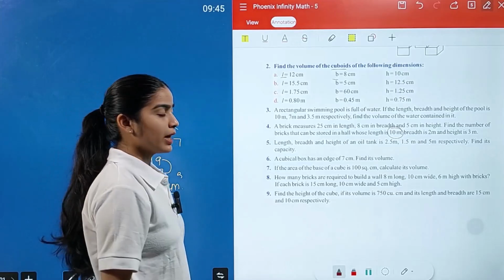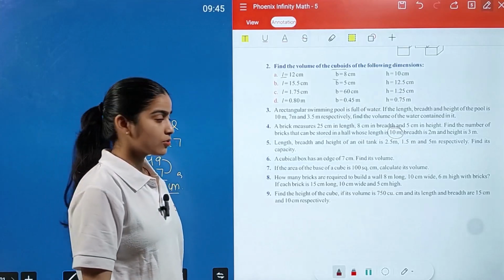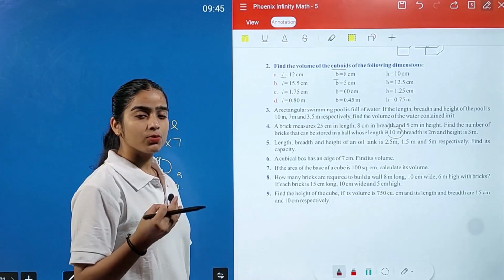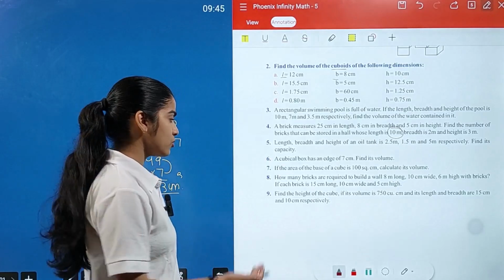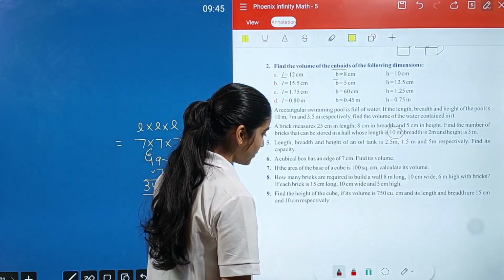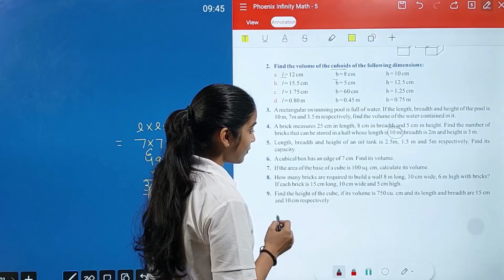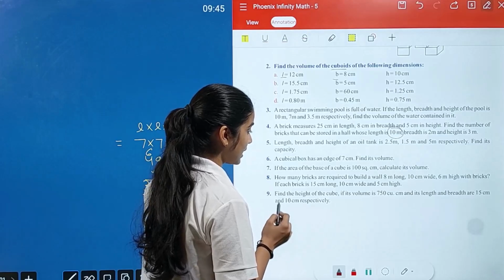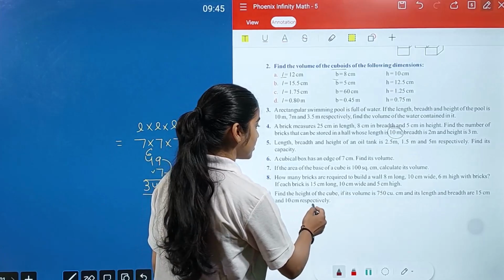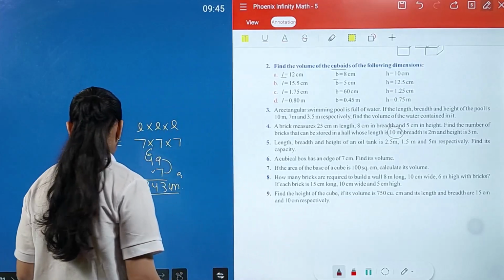So you can easily find the answers for the rest of the questions in this exercise, because you have to apply the same concept of volume of cuboid and volume of cube. If you want, let's take one more question. Find the height of the cuboid if its volume is 750 cubic centimeter and its length and breadth are 15 centimeter and 10 centimeter respectively.